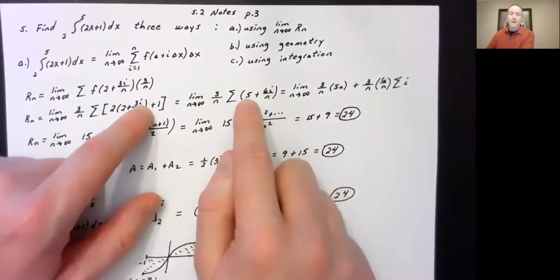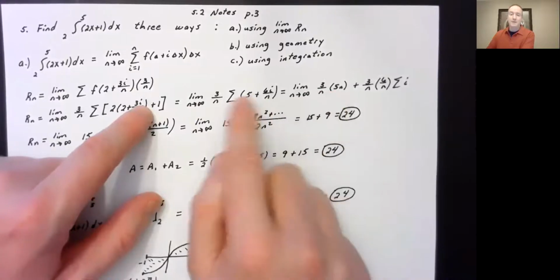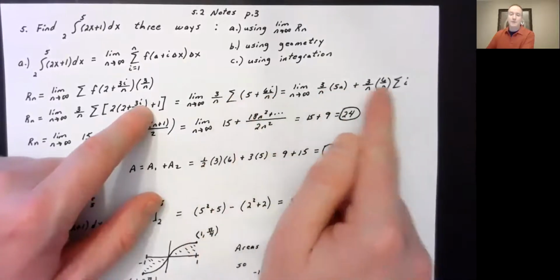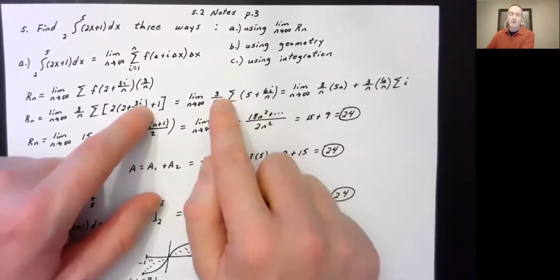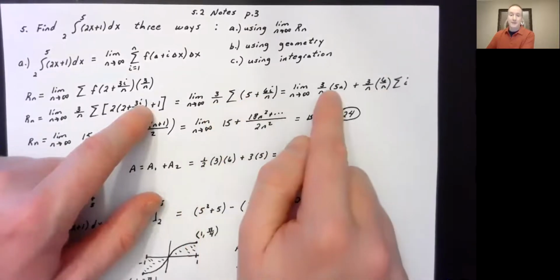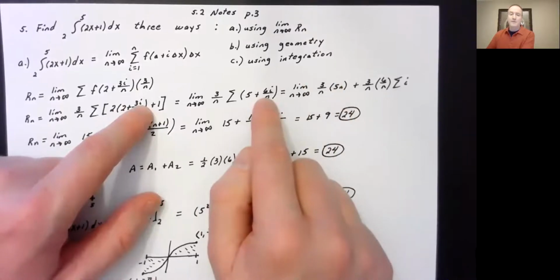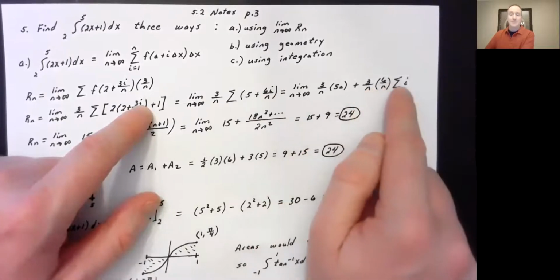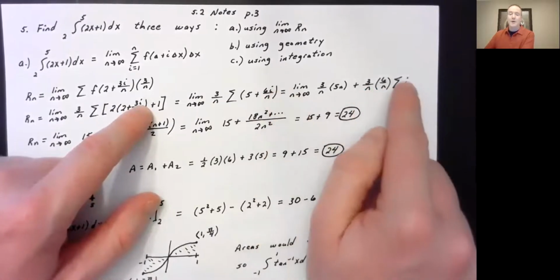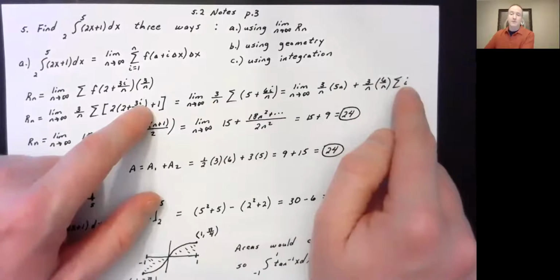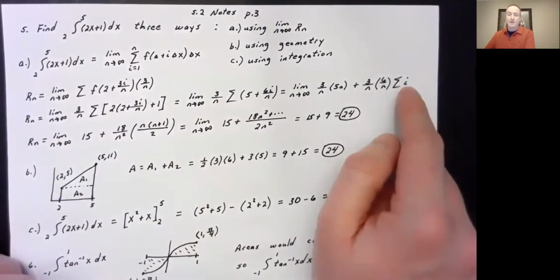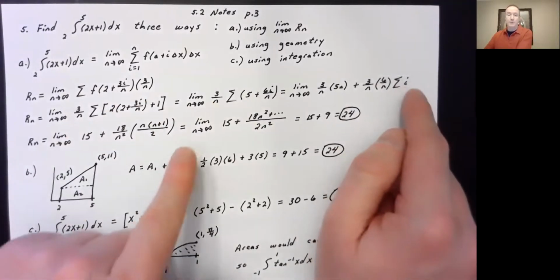I know that the summation of 5s is just 5n, so I broke the sum down into 2 separate terms. The first term is just going to be 3 over n times 5n, since the summation of 5s is 5n. And then the second one, I'll have 3 over n times 6 over n times the summation of i's. By formula, we know that the summation of i's from i equals 1 to n is going to be n times n plus 1 over 2.